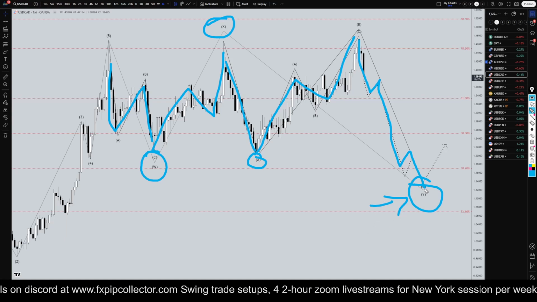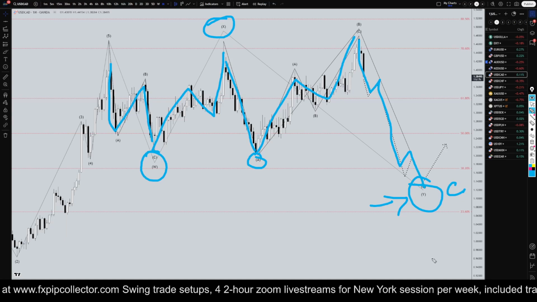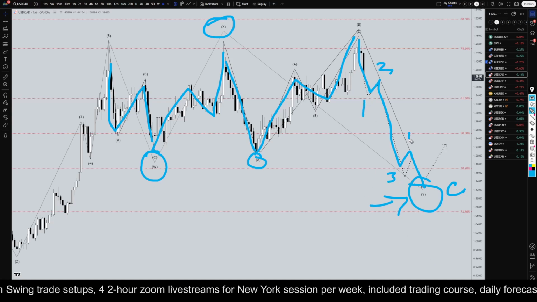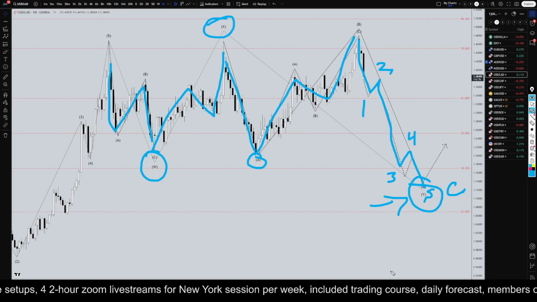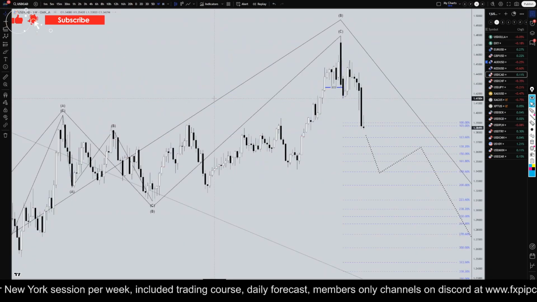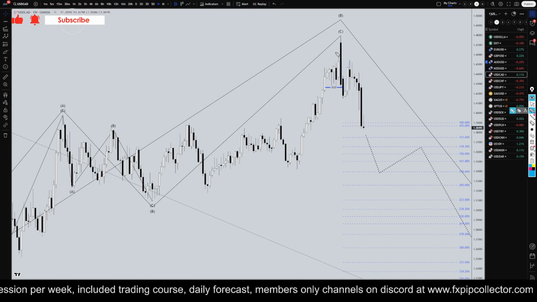So we are right now in a wave C of wave Y, and a wave C should play out as a 5 wave pattern to the downside. And this is the monthly time frame, so it potentially is going to take a year or more for this to play out.